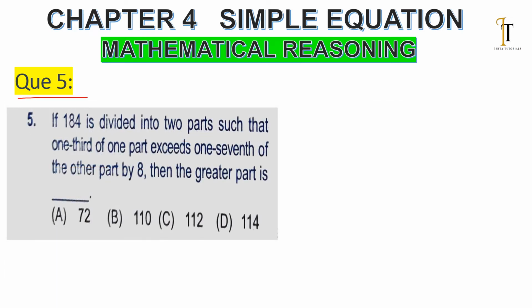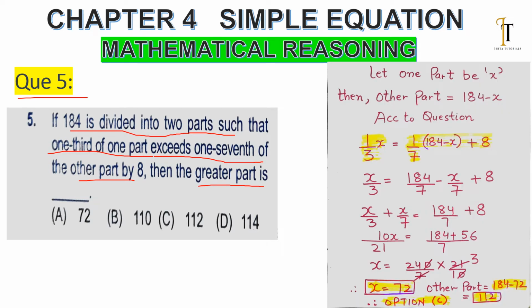Question number 5. If 184 is divided into two parts such that 1/3 of one part exceeds 1/7 of the other part by 8, then the greater part is. Let's solve this question step by step. Let one part be x. Therefore, according to the question, the other part will be 184 minus x, or you can say the greater part.